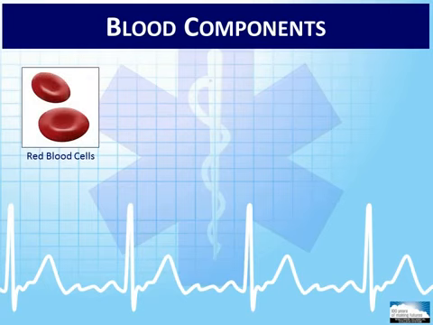Red blood cells, or erythrocytes, carry oxygen and carbon dioxide. The shape of the cells is vital in carrying these gases. Sickle cell disease, for instance, is a disease where the red blood cells are deformed, thus reducing the ability to carry oxygen and carbon dioxide. Red blood cells are also responsible for giving blood its red color.